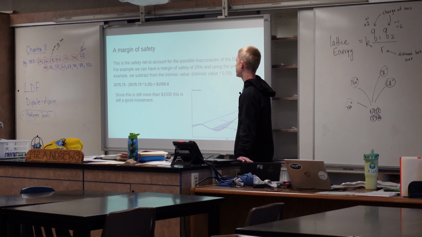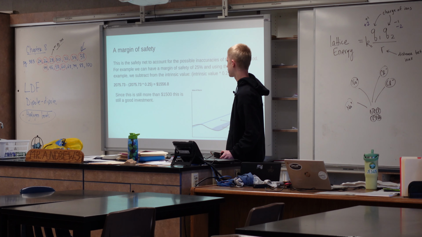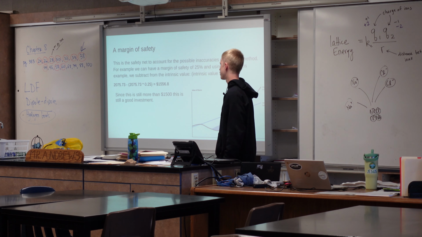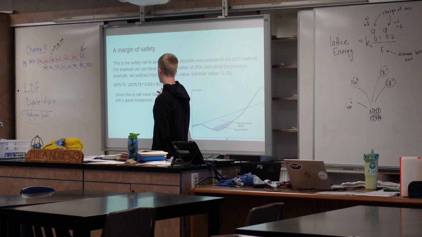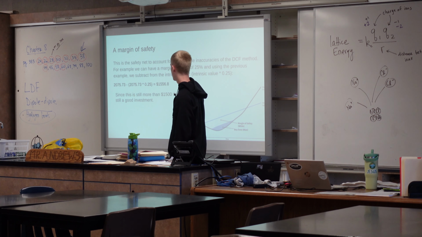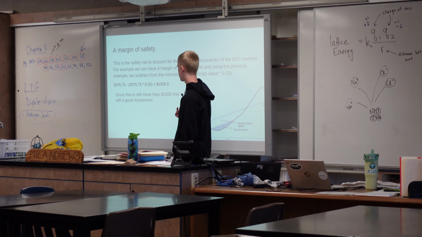So what a margin of safety is, it's a safety net to account for the possible inaccuracies of using this method. For example, you can have a margin of safety of 25%. Using the previous example, you can multiply the intrinsic value by itself times the margin of safety. So this is basically subtracting 25% of the intrinsic value from the intrinsic value, and it's going to be $1,556. And even with the margin of safety, this would still be a good investment since this number is more than 1,500.